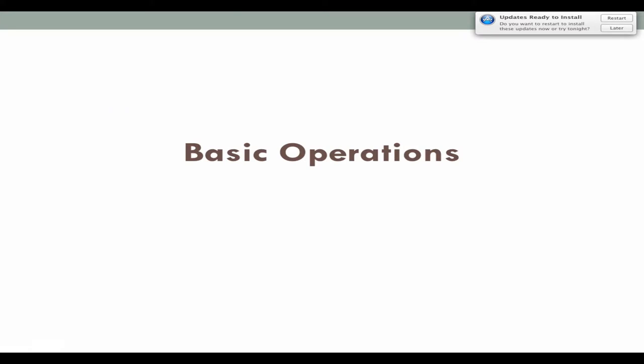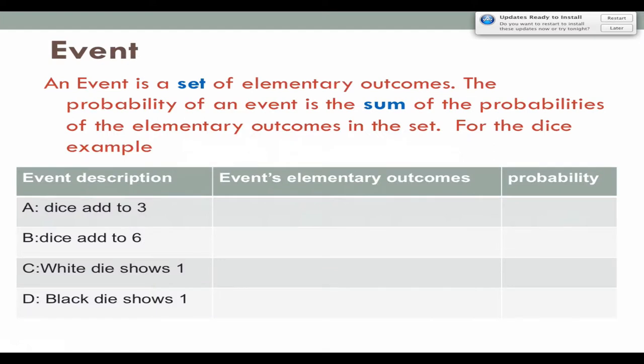So next I'm going to talk about some basic operations for probabilities. First concept, the event. We have already talked about the elementary outcomes. Then an event is a set of elementary outcomes. The probability of an event is the sum of the probabilities of the elementary outcomes in the set.